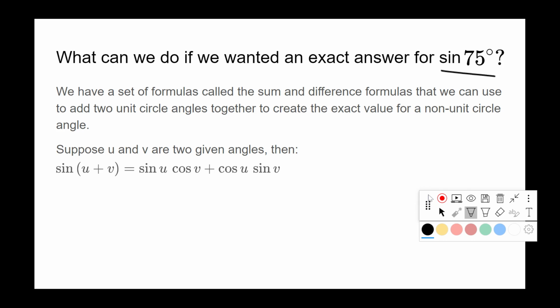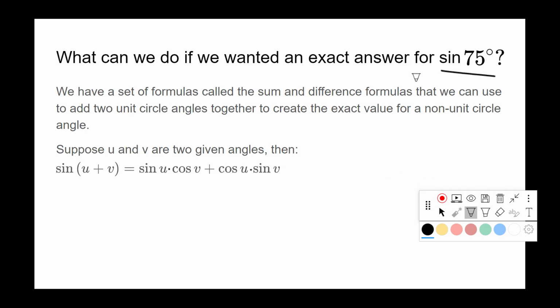and use them effectively. Okay, so suppose u and v are two different angles. Then to find the sine of u plus v, meaning I want to add two angles together and take the sine of it, you need to do the sine of the u angle times the cosine of v plus the cosine of u times the sine of v. So it's a fairly complicated formula to do something that seems like it should be pretty simple, but that's the way it works sometimes.